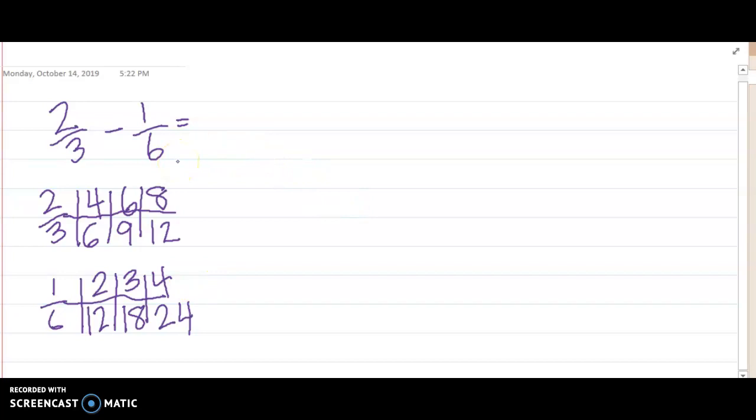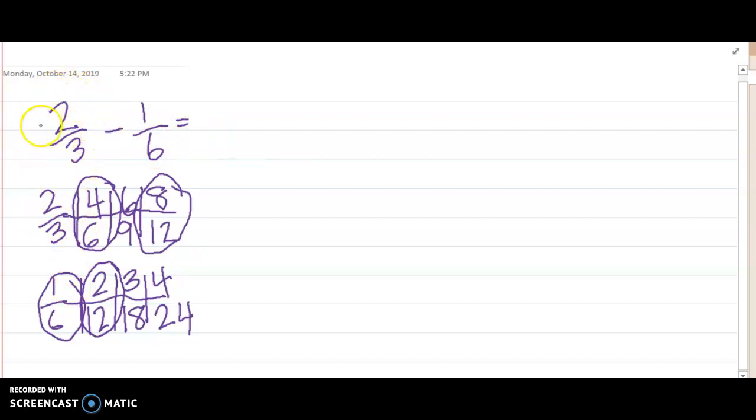Alright, so now we're going to check the denominators and find one that's common in both. I see 4/6 and 1/6. I also see 8/12 and 2/12. Anytime you have more than one option, always pick the smaller option. Otherwise, you're going to have to simplify more at the end. Alright, so I'm going to use 4/6 and 1/6.